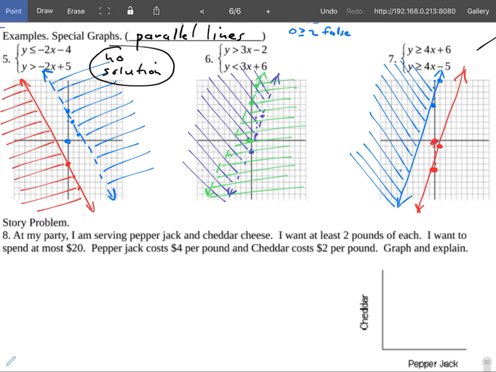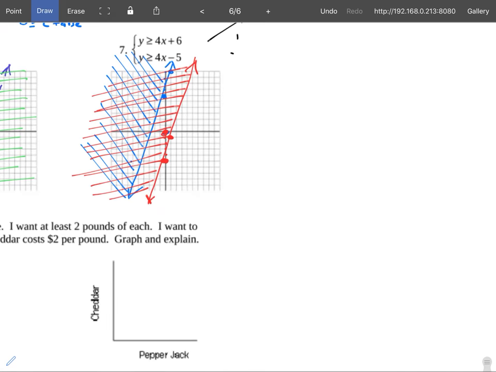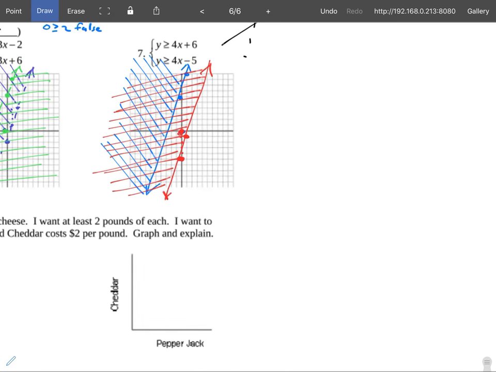Okay, and then we're going to test 0, 0 again. So we're going to test 0, 0 in the bottom inequality, this one right here. And if we do that, we plug in 0 for x, 0 for y, we get 0 is greater than or equal to -5. That is true. So since the point 0, 0 made it true, I'm going to shade the left side of that red line. So that is going to look like this. So something like that.